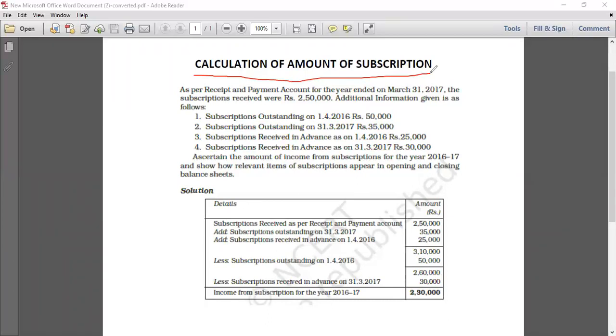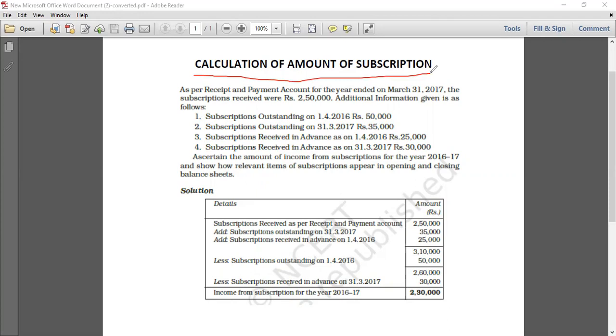What we need to understand with respect to this topic is that in the receipt and payment account, we record the whole amount of receipt that has been received by the organization. Suppose the organization has received a total of 2 lakh rupees of subscription, but that amount includes some amount for the previous year, for the current year, and also some amount for the future year. So in the receipt and payment account we record the whole amount as a whole, because we just need to show the total amount that has been received during the year.